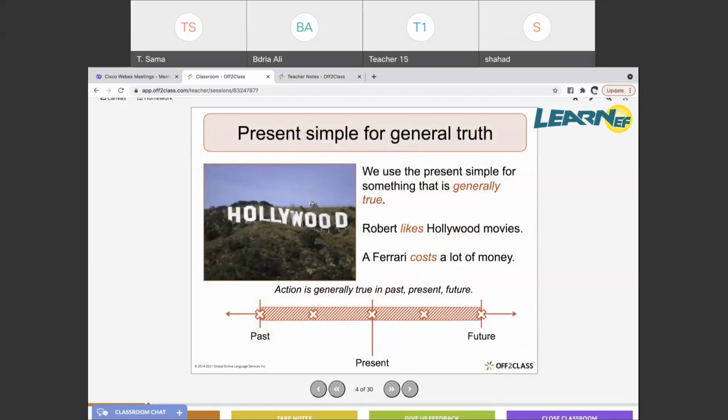Now, present simple for general truths. We use the present simple for general truths. What do we mean by general truths? General truths هم حقائق عامة. Something that is generally true in the past, في الماضي, in the present, في الحاضر, and in the future. So something that doesn't change is true. It's a general truth. Everyone knows it, and it continues to be the same.